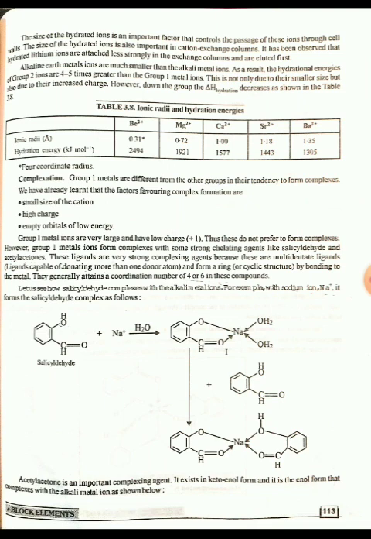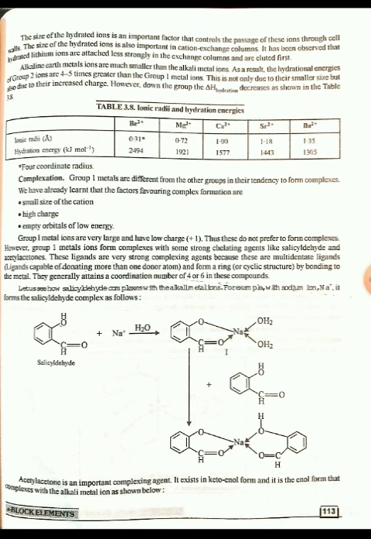The size of the hydrated ion is an important factor that controls the passage of these ions through cell walls. The size of the hydrated ions is also important in cation exchange columns. It has been observed that the hydrated lithium ions are attached less strongly in the exchange columns and are eluted first. Alkaline earth metal ions are much smaller than alkali metal ions.